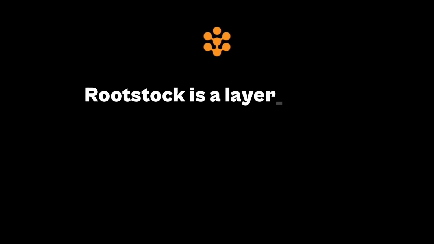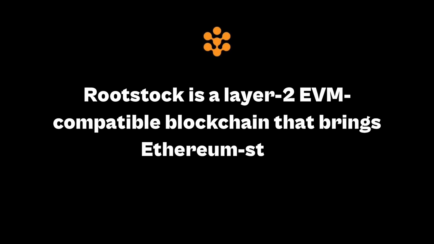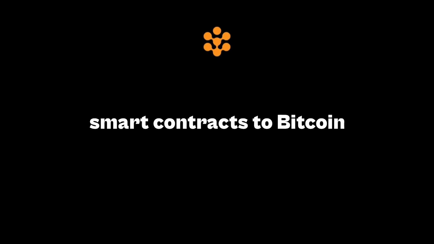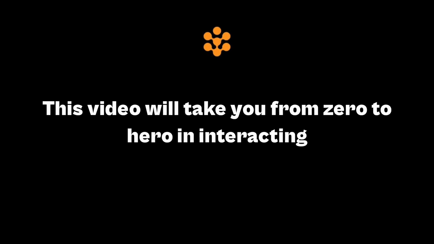Rootstock is a layer 2 EVM compatible blockchain that brings Ethereum style smart contracts to Bitcoin. What if you could test and interact with real contracts on Rootstock without any financial costs? Now, in this video, we take you from zero to hero in interacting with and forking the Rootstock chain.